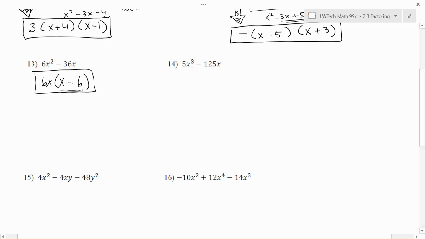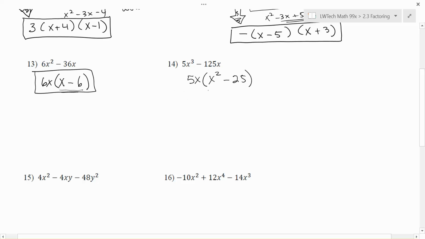14, we have a similar type of thing here. Our powers are in decreasing order, which is good. Leading term is positive, which is good, but there is a common factor that we can pull out. In this case, 5 will go into both of these, as well as an x, and when we pull that out, 5x times, we'll need x squared to get to the 5x to the third. And for the next one, we'll need a minus 25. 5 times 25 gives me 125. We already have the x, so that's that.